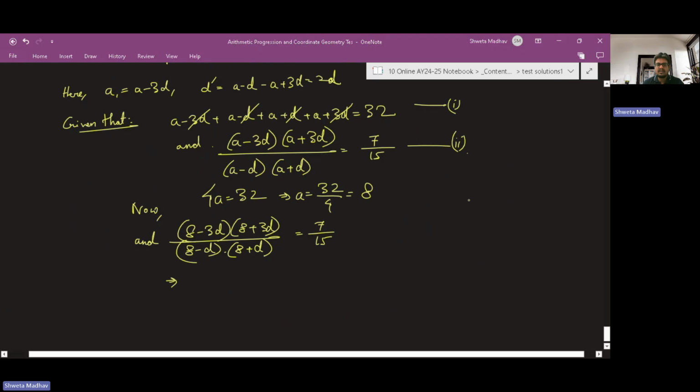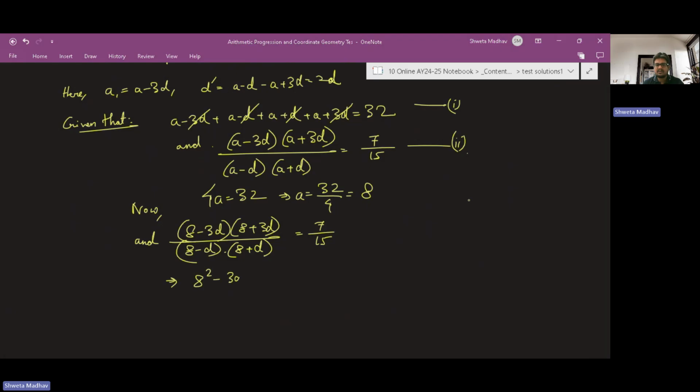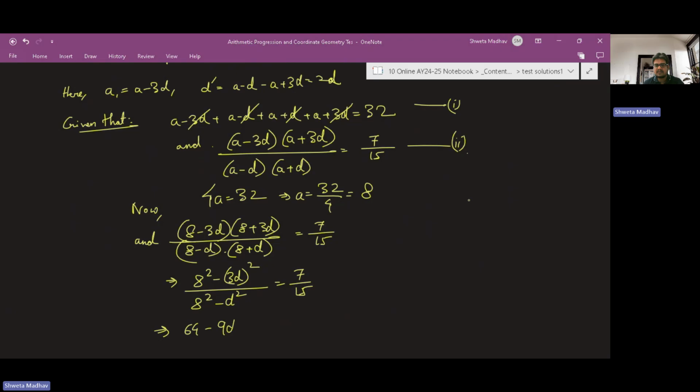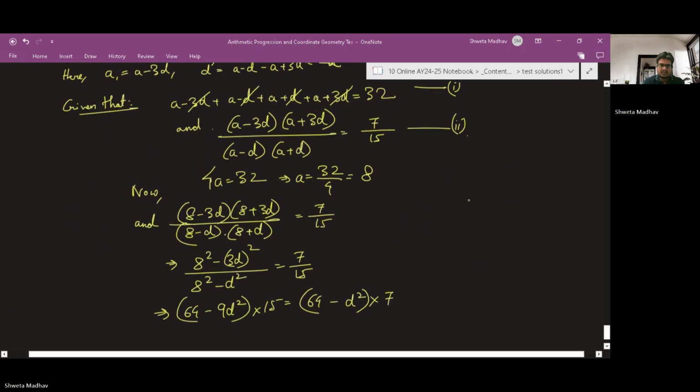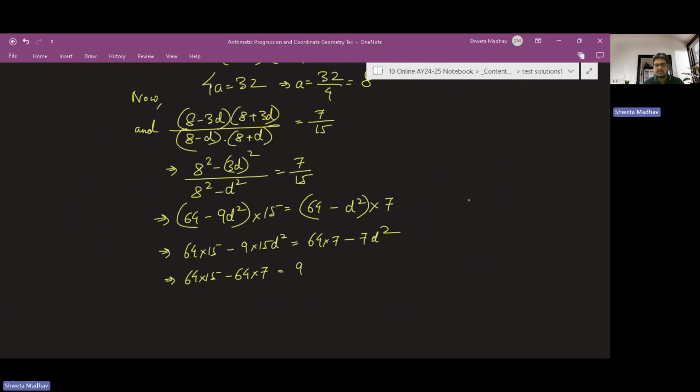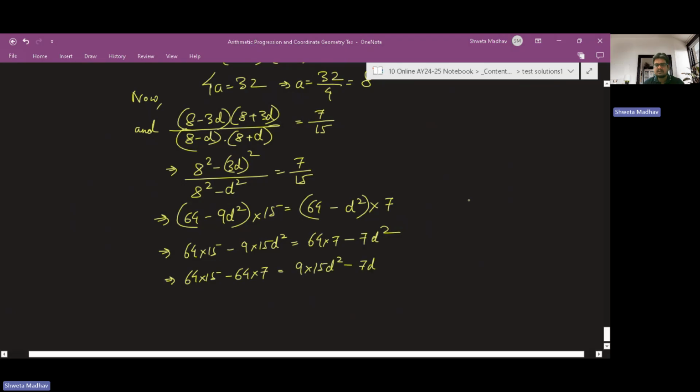So this will be 8 square minus 9d square divided by 8 square minus d square, that will be equal to 7/15. So I can say that 64 minus 9d square into 15 will be equal to 64 minus d square into 7. So this will be 64 into 15 minus 9 into 15 into d square is equal to 64 into 7 minus 7 into d square. Hence 64 into 15 minus 64 into 7 is equal to 9 into 15 d square minus 7 d square.